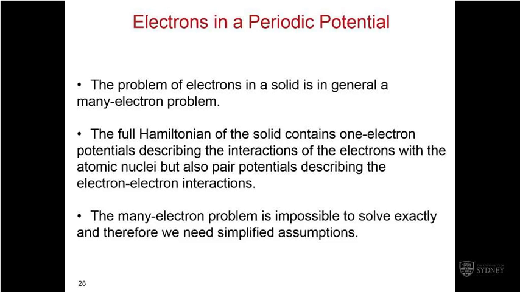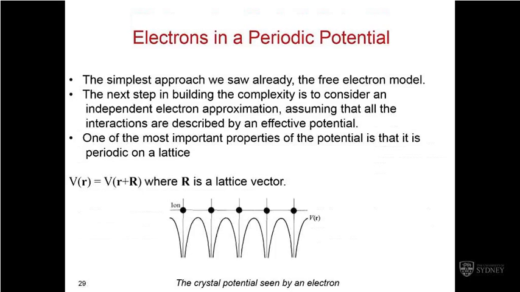So it's impossible to solve exactly. So what is the model? As I said before, we've seen the free electron model. So now we're going to build in a potential, and we're going to consider the independent electron approximation.